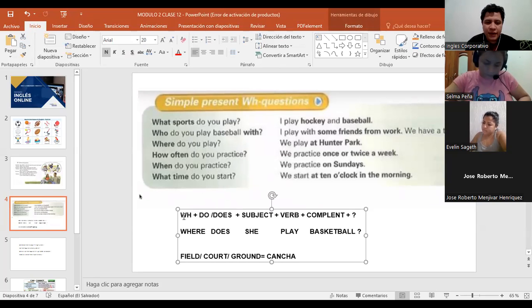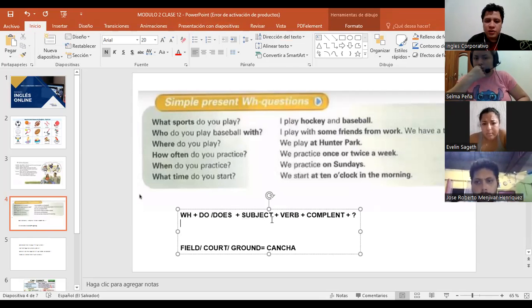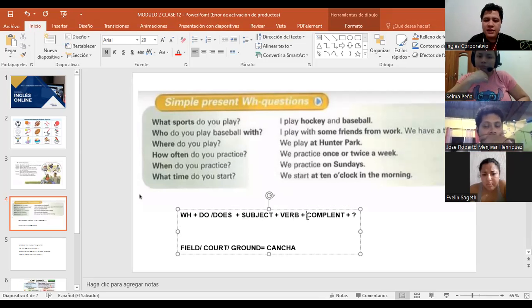Remember, we first have to add the WH question. Guys, tell me the WH questions that you know. What, when, why, where, who, how. That's nice, guys. We use WH questions when we want to add more information. After the WH question, we have to add the auxiliary do or does, depending on the subject. After the subject, we add the verb and the complement.